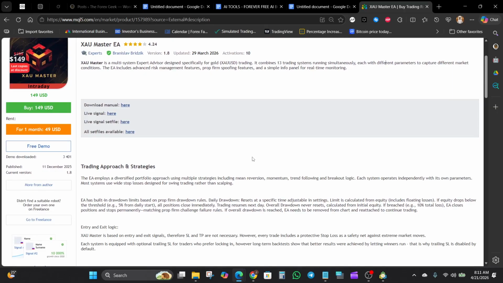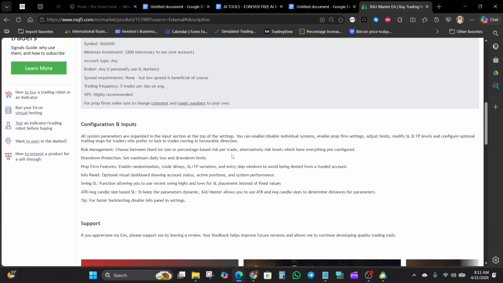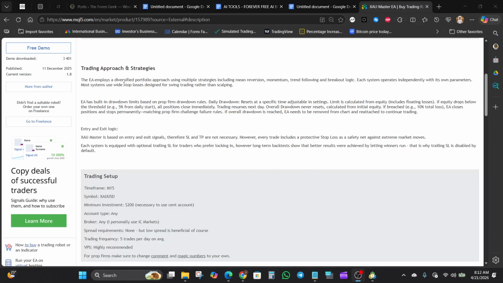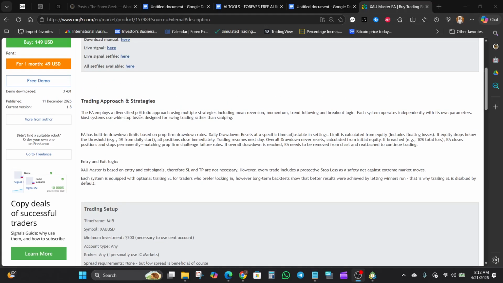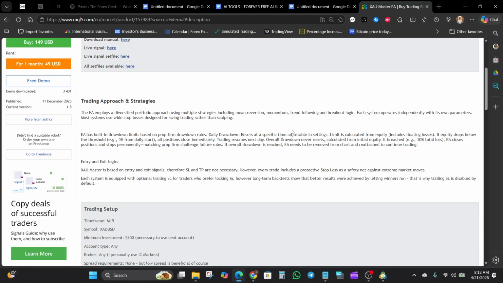Okay, and now let's just look at the specifics of the strategies that this expert advisor uses. So as we can see, the EA employs a diversified portfolio approach using multiple strategies, including mean reversion, momentum, trend following, and breakout logic. All right, so straight away you can tell that this EA is designed to adapt across different market conditions rather than depend on a single type of setup.